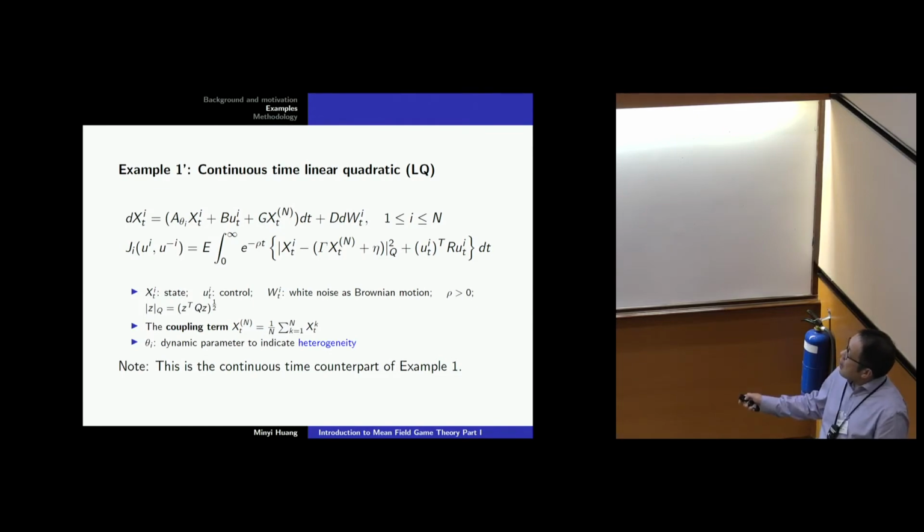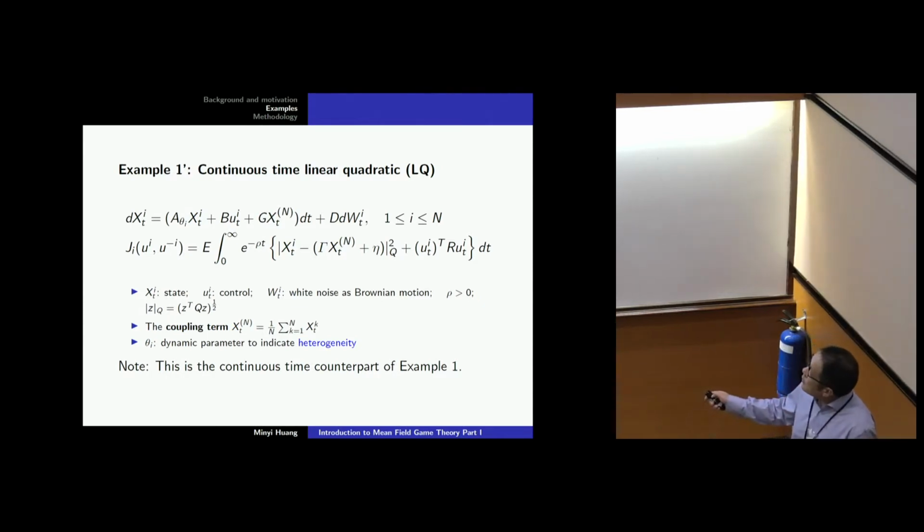Also the mean field Carleton term and the quadratic cost. Because it's continuous time, now we need to do integration from 0 to infinity. So this is the continuous time LQ modeling for the game.